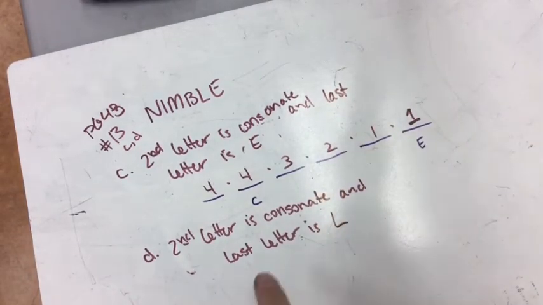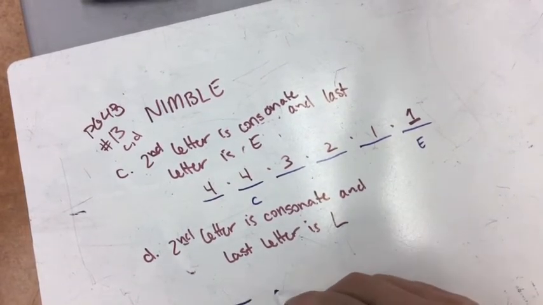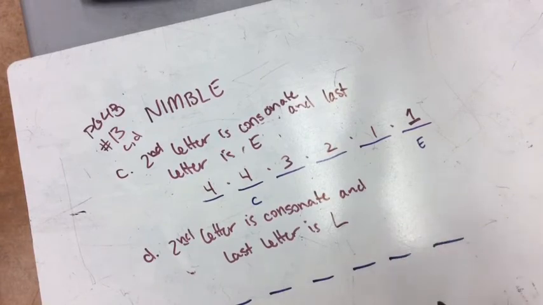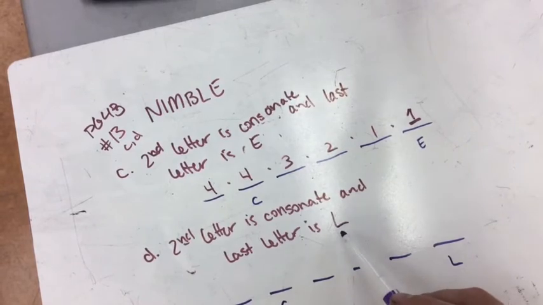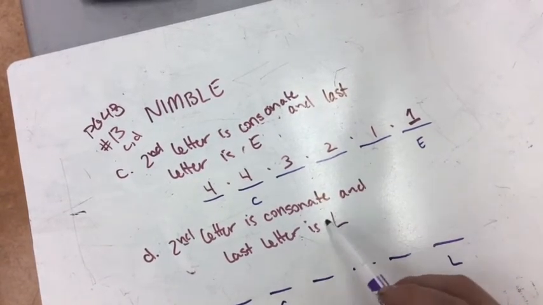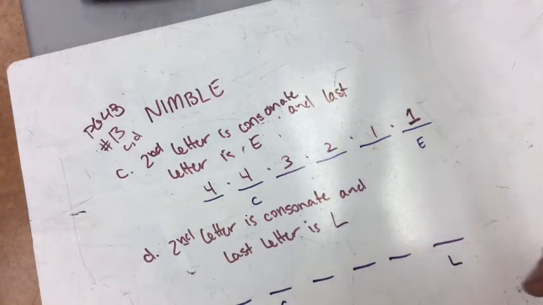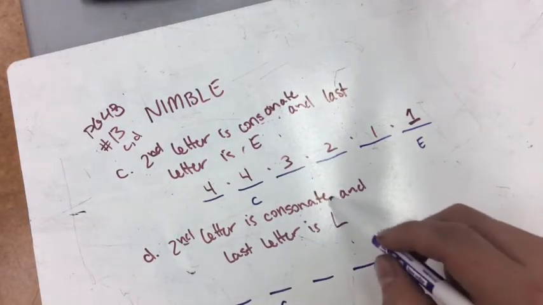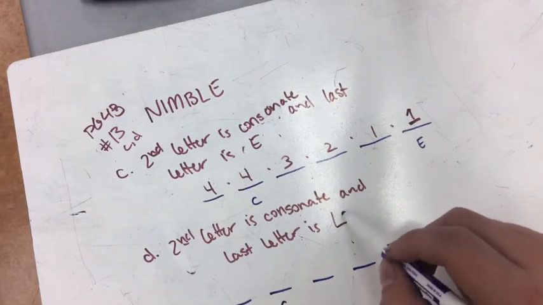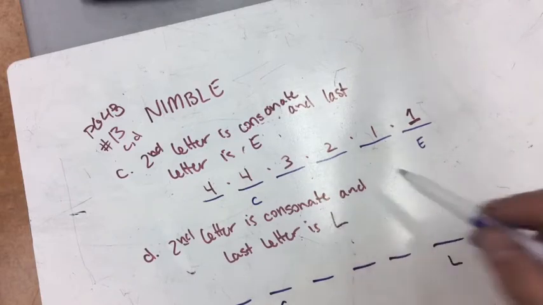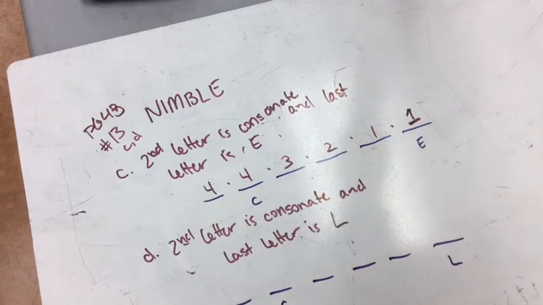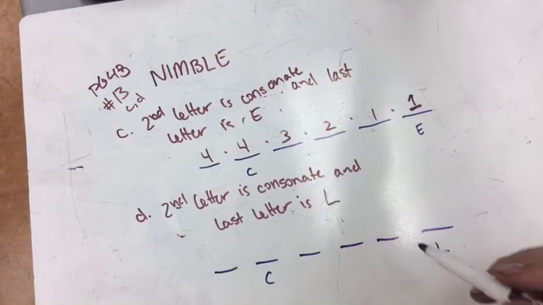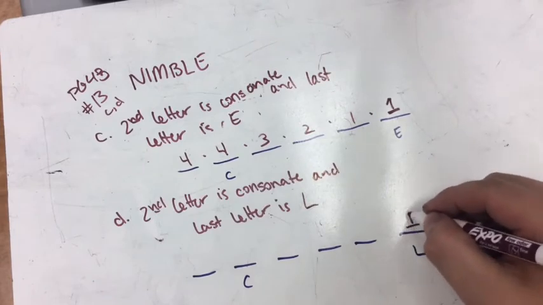Okay. In the second one, we have second letter is a consonant and the last letter is an L. 1, 2, 3, 4, 5, 6. So we have to be careful here, because L is a consonant. What we have to think about is what is the more pressing matter here? Which one is more direct? And are they playing into each other? Well, L is a consonant, so L needs to be taken care of first. There's only one L in Nimble, so we'll just put 1 here.